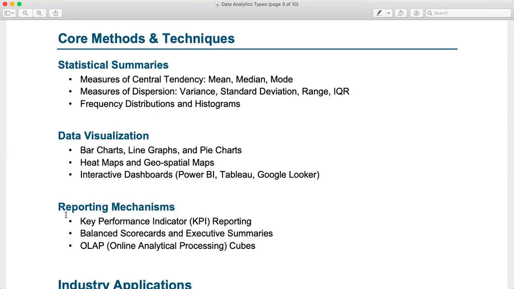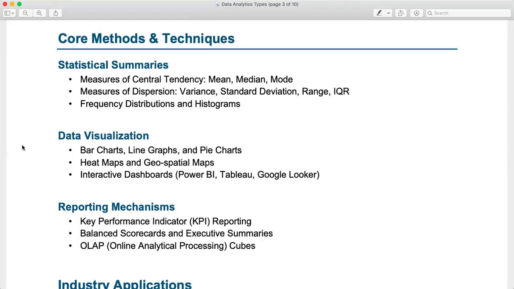Then there are data visualization techniques to showcase the data of the past, for example, trends of the past. For example, bar charts, line graphs, pie charts. Heat maps are very good for time series data, and geospatial maps. Then we have interactive dashboards like Power BI, Tableau, Google Looker.